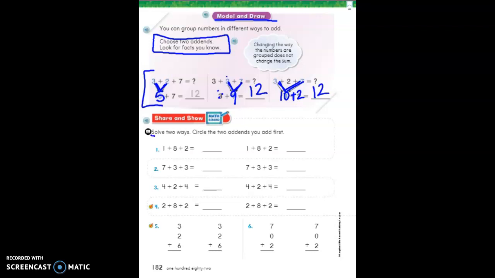All right, our directions say solve 2 ways. Circle the 2 addends you add first. So we're going to solve it 2 different ways. So our problem is 1 plus 8 plus 2. I am going to circle the 8 and the 2. I'm going to add those 2 first because I know that those are special. They make the number 10. That's a make a 10 fact. So I have 10. I can't forget to add the 1 that is also in the problem, the third addend. So now I have 10 plus 1 more is 11. So my answer is 11.